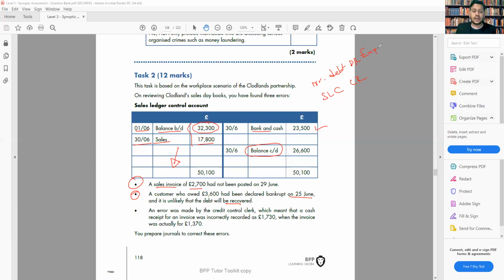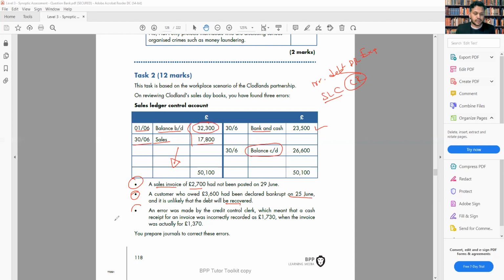It will be gone. On the other hand, sales ledger control, normally it is debit. If I want to reduce it, I make it credit. So if it's credit, that means it will reduce the balance of the sales ledger control.